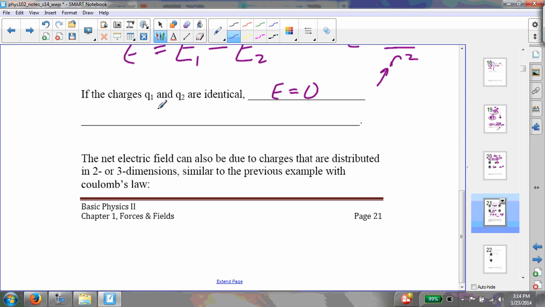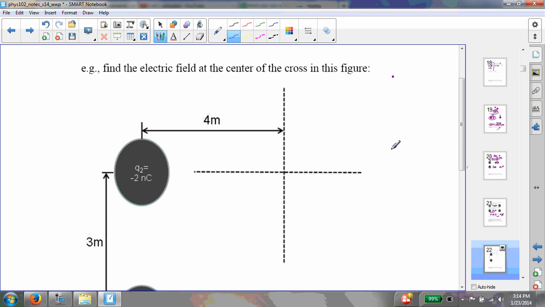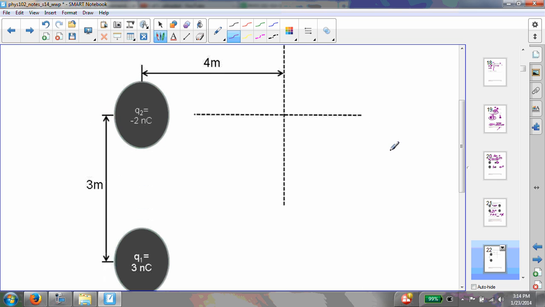So charges can be in 2 or 3 dimensions. We won't see any 3-dimensional problems, but you'll certainly see some 2-dimensional problems. So let's look at this. I want to find the electric field at the center of the cross in this figure. So this is a very similar problem as to what we had before. I just want to first draw my E-field vectors. I have E2, which is going to be in this direction. Now, how did I know that it was going to be in that direction? I imagined a positive test charge right there, and I asked myself, what force would that positive test charge feel in response to Q2? And because Q2 is negative, my positive test charge would be attracted to that charge.